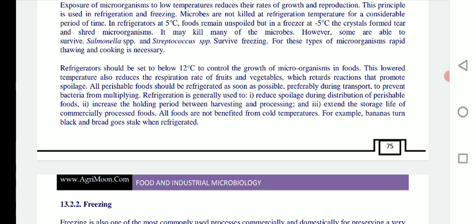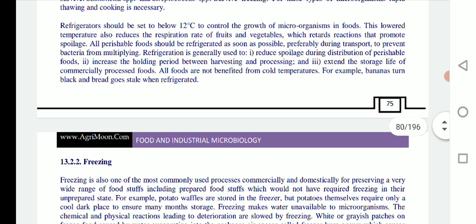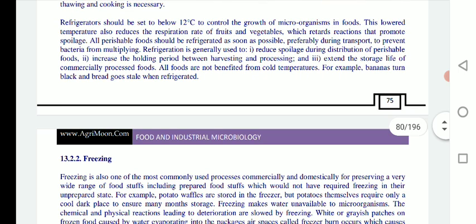As far as refrigerators are concerned, they should be set below 12 degrees Celsius to control the growth of microorganisms in food, and this lowered temperature also reduces the respiration rates of fruits as well as vegetables, which retards the reactions that promote spoilage. So freezing or refrigeration does not only stop microbial growth, it also slows down the deteriorative reactions that are present in food, in the case of fruits and vegetables.